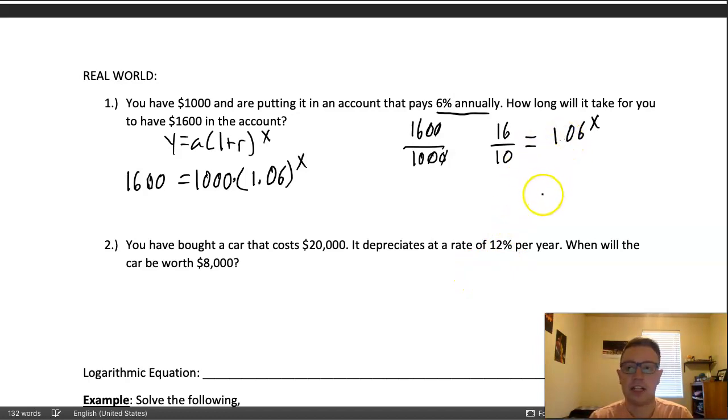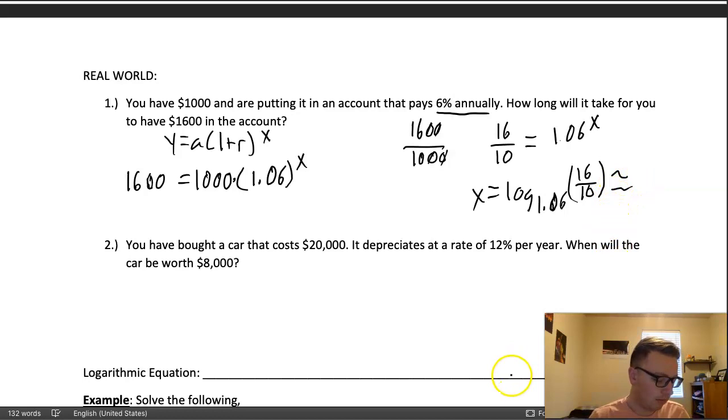From here, we solve using our logarithmic equations. We can either take the log base 10 of each of these, or we can take log base 1.06. If we take log base 1.06, we'll end up with x on one side, and we'll have log base 1.06 of 16 over 10. That value will come out to be approximately log of 16 divided by 10, divided by log of 1.06 using our change of base formula.